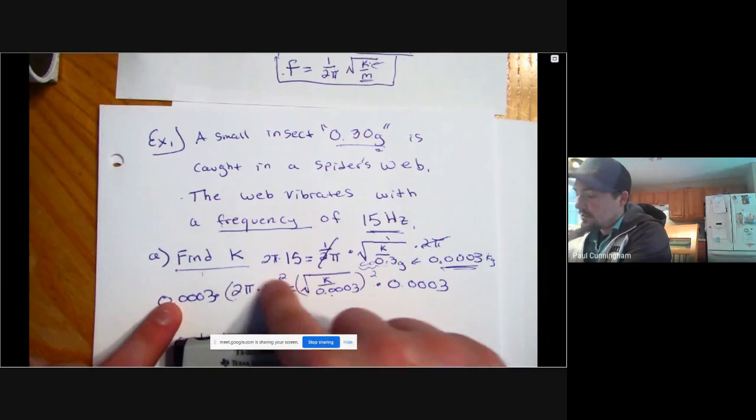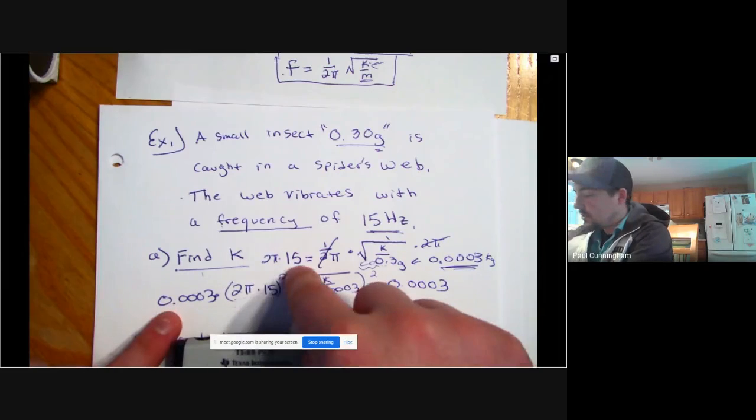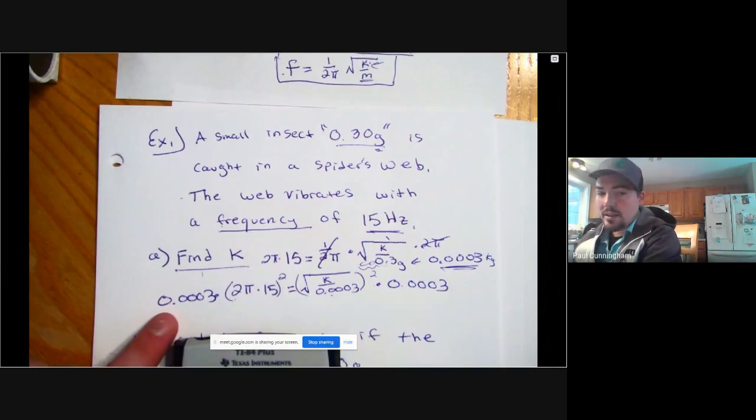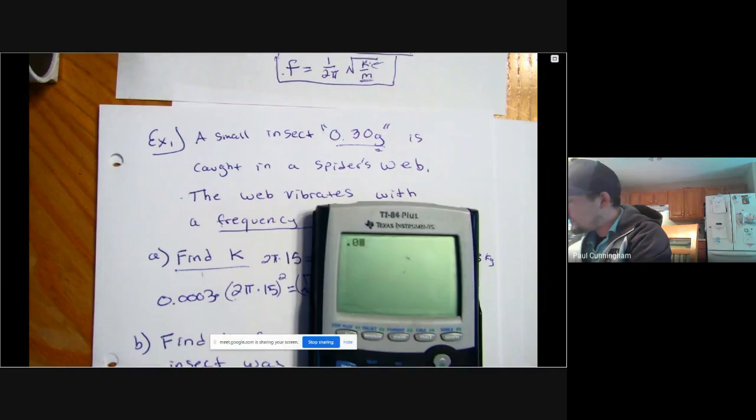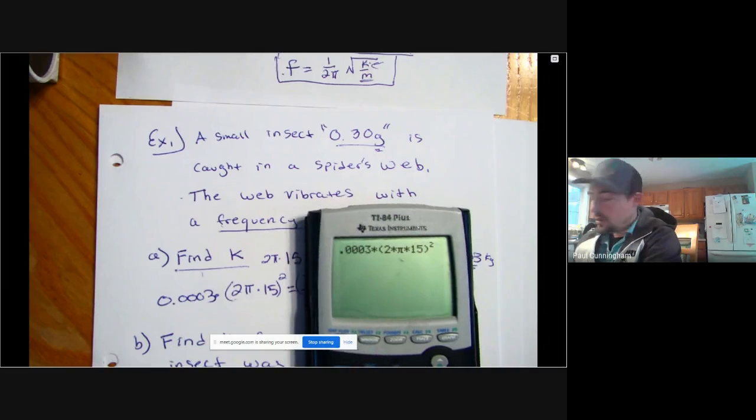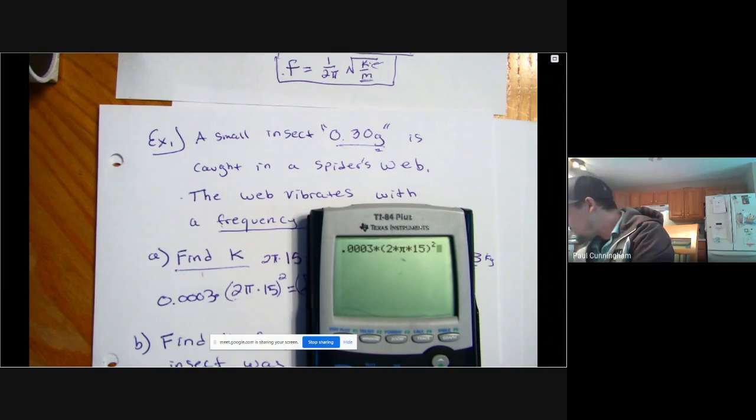I need to square this. I can put that in parentheses, square it, multiply by that. Do that all in one step with my handy dandy calculator. All right, let's try 0.0003 times parentheses 2 times pi times 15 end parentheses squared. There it is. So doing it all in one step.